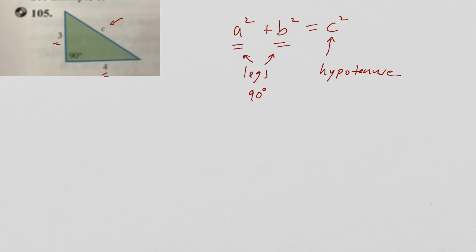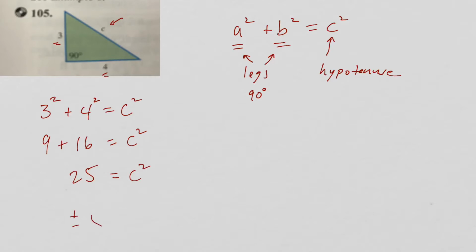Okay, so 3 squared plus 4 squared is equal to c squared. 9 plus 16 is equal to c squared. 25 is equal to c squared. Now normally we would get plus and minus 5. But a physical dimension cannot be negative, and so we have to throw out the negative solution, and our answer is only 5. Now mathematically, if this did not represent a triangle, we would have the plus and minus 5, just to be clear. So c is 5.